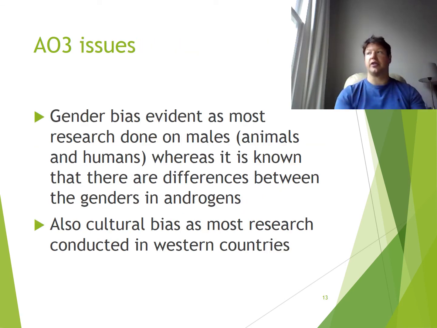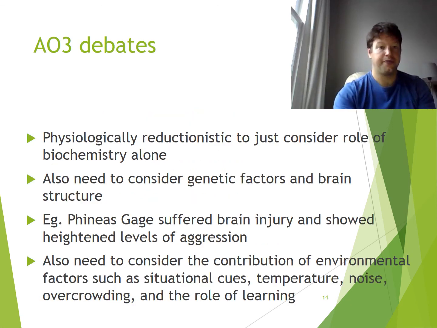Gender bias, I touched on it ever so slightly earlier, but as far as I can see, most, if not all, of the research has been done using males, both in animals and humans. Whereas it's known that there are differences between the genders in androgens. But females are aggressive. So if testosterone is the reason why, how can testosterone be the prime reason why females are aggressive? So so much of the research is gender biased, and you can discuss that, and cultural bias, as it's mostly in Western cultures. So gender bias, cultural bias, so many AO3s if you need them.